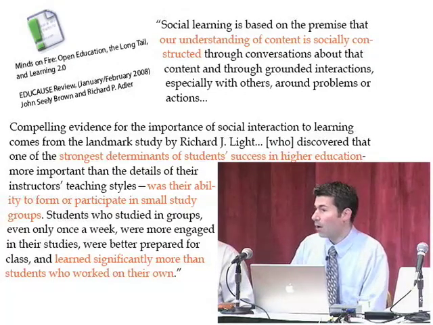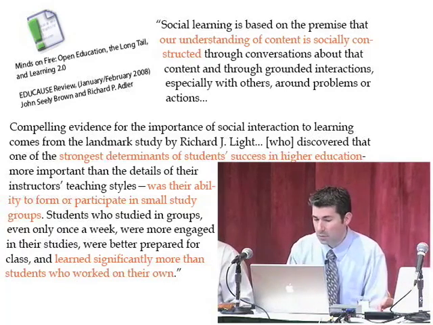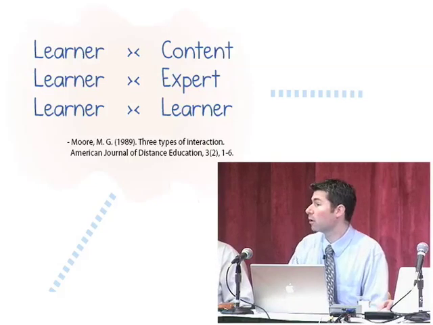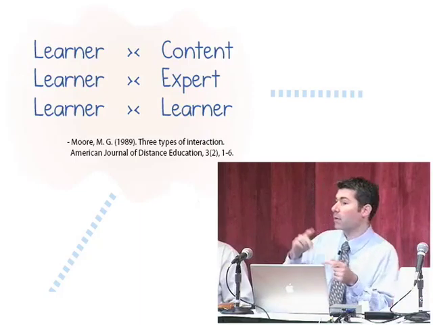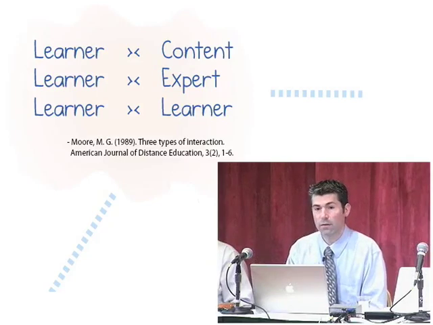So when we think about developing mobile learning, I think it's very important that we keep in mind as we look at these different types of interactions that these two, the learner-expert and the learner-learner interactions, are the social interactions. And we need to be very careful that we keep a nice balance there as we're developing these experiences.